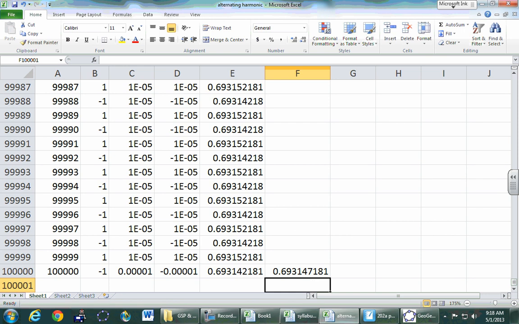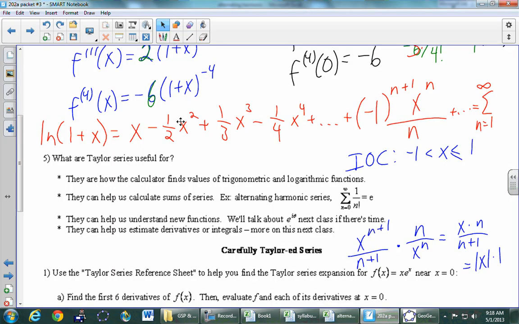But now we have every reason for it to converge to ln of 2. What value of x did we just plug in to get the alternating harmonic series? We plugged in x equals 1, yes? That function approximates ln of 1 plus x. When x is 1, what do you get on the left-hand side? ln of 2. So it's not a surprise at all once you've got the structure underneath.